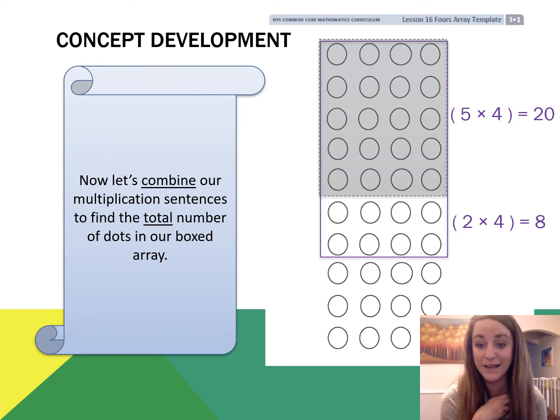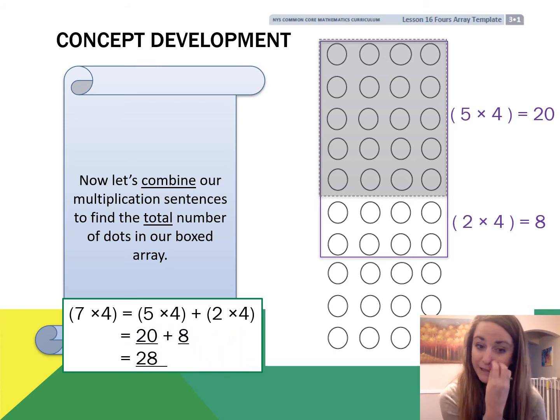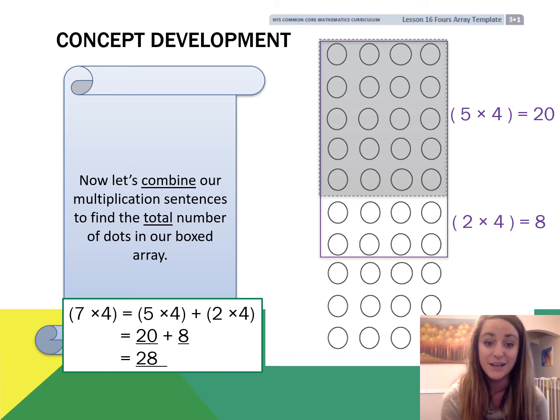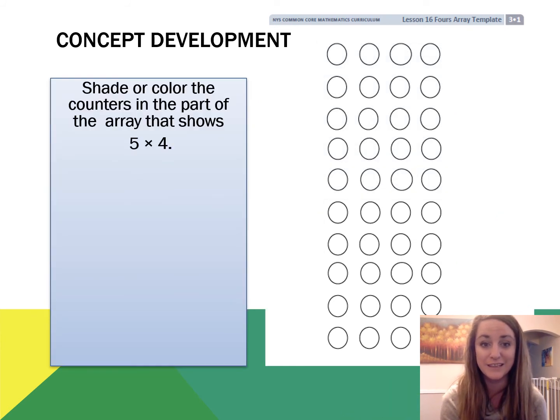We can combine our multiplication sentences to find the total number of dots in our boxed array. 7 times 4 is the same as 5 times 4 plus 2 times 4. That's another way of saying 7 times 4 is the same as 20 plus 8, so 7 times 4 is 28. Let's do this again before we do something else.